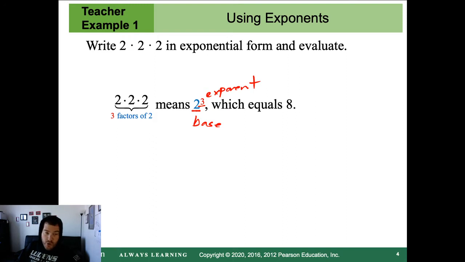So 2 cubed is what we say sometimes. That just means that we're doing 2 times 2 times 2, and the last time I checked, 2 times 2 is 4, times 2 is 8. So 2 cubed, in this case, would be equal to 8.